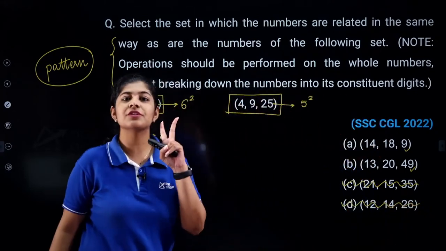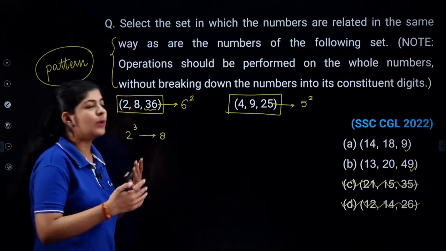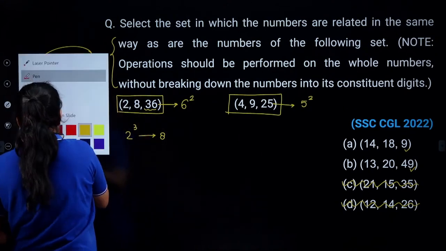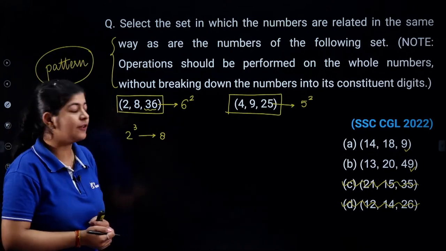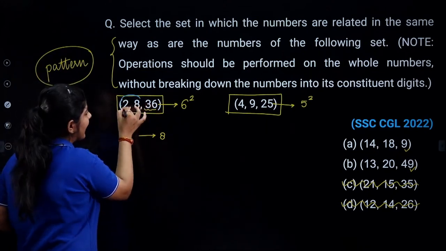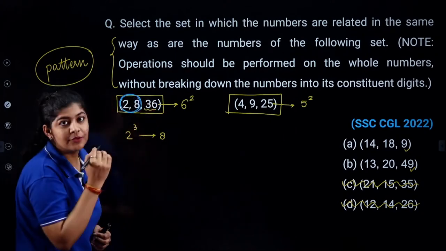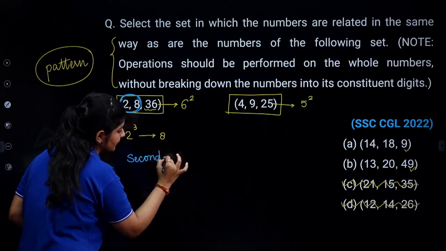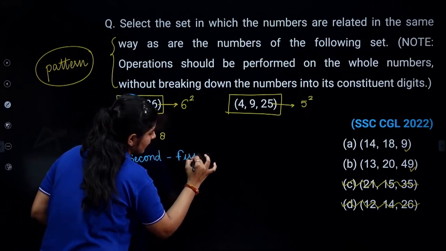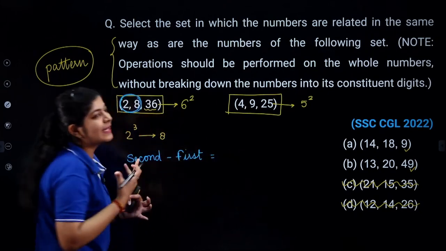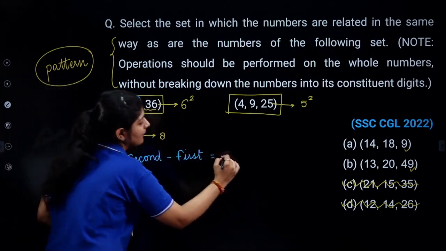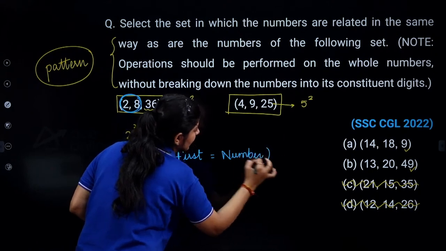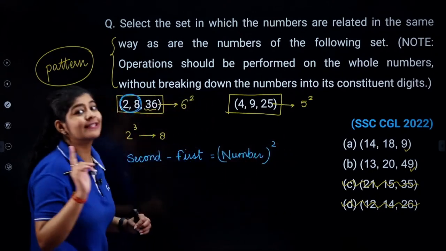Now we are left with just two options. Now again, what we need to do is analyze it more. If you look at the numbers we have over here carefully, and you subtract the first number from the second number, I get some number, right? And then I have to square this particular number to get my third number.